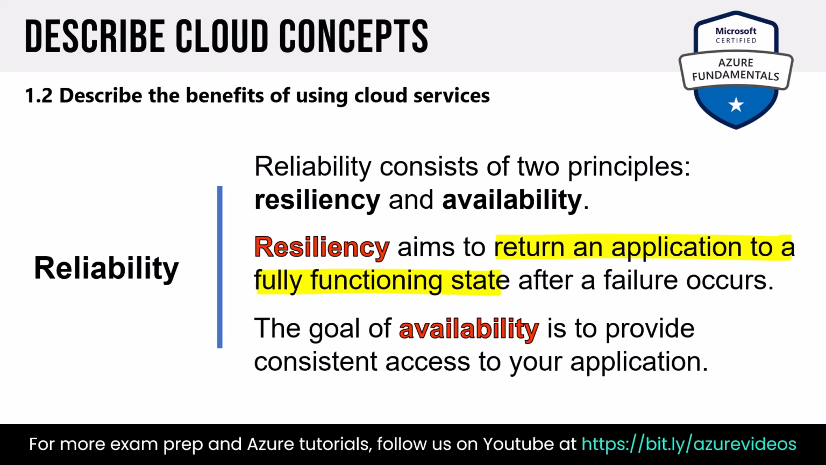So if we think about that in human terms, a person is said to be resilient when they can bounce back from failure quickly. And that's what resiliency is about in technical terms in the cloud. And availability, again, is about consistent access to our application or service. It's not uptime of the underlying system, it's access to the service that we're delivering.